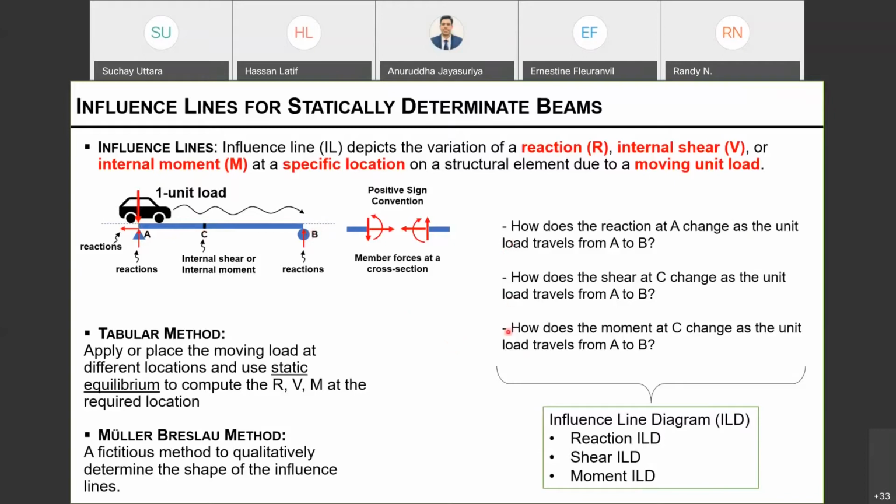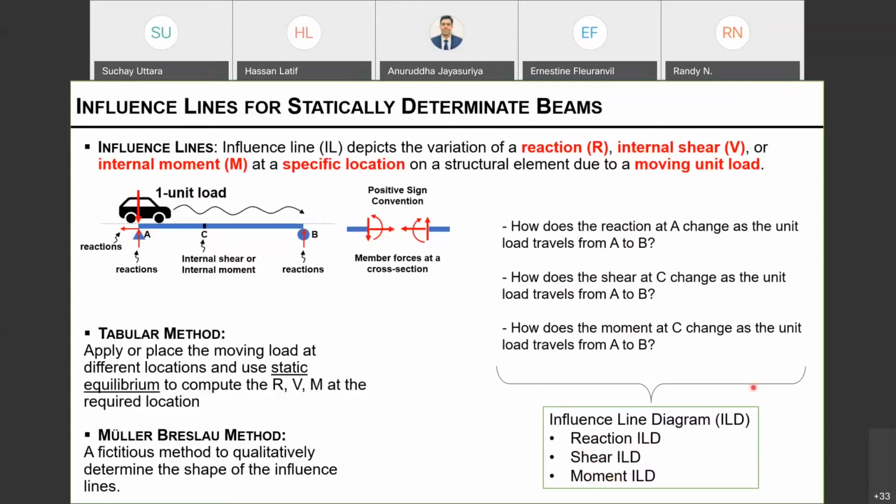So we have 3 different actions. One is the support reactions. The other one is the shear, the internal shear of a member, right? And the other one is the internal moment. So depending on which action type we are interested in, we will have 3 different influence line diagrams, right? The variation of the influence of the action, for example the reaction or the shear or the moment, is represented by the influence line diagram, right?